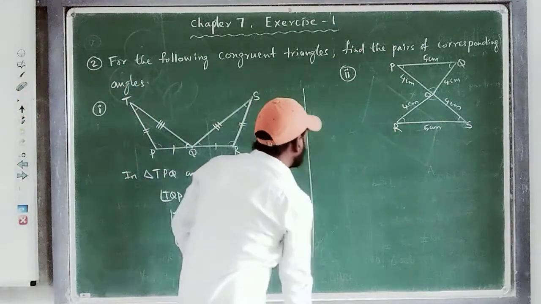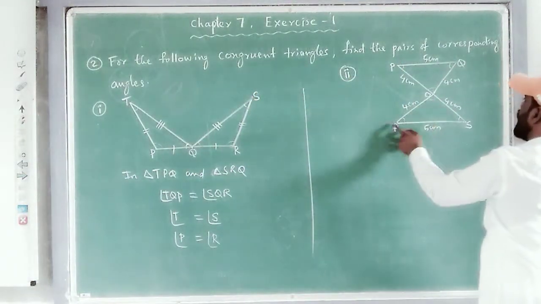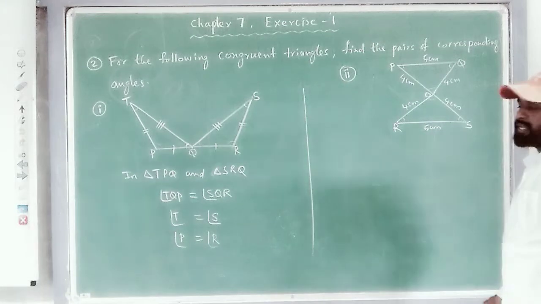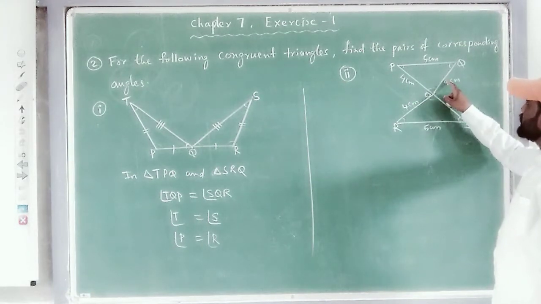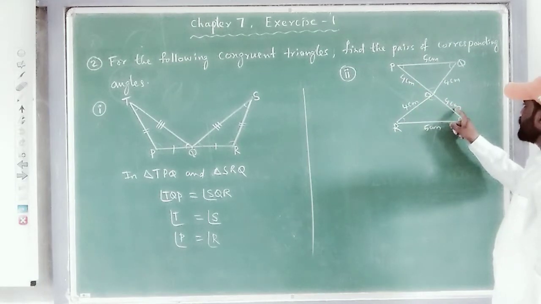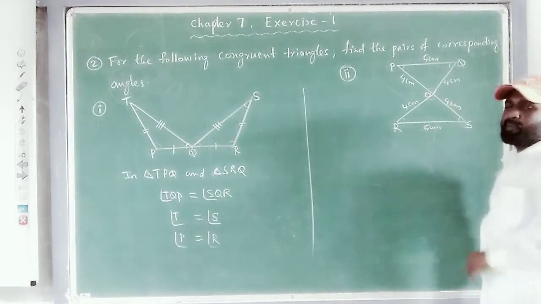Next, in this figure, here triangles OPQ and ORS. Here the measures of the sides are given. Here 4 centimeters, here also 4 centimeters. Here 4 centimeters, here also 4 centimeters. Here 5 centimeters, here also 5 centimeters. Obviously, all the corresponding sides are equal.